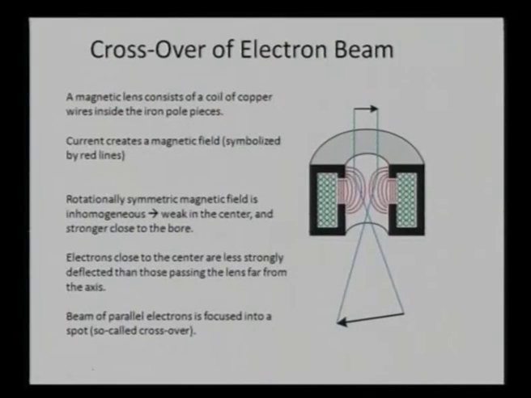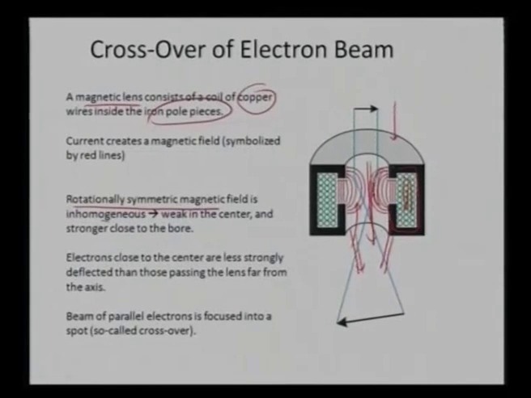And the overall magnetic lens looks like this: I have a magnetic lens which consists of a copper wire with some iron pole pieces. What I am seeing are copper wires, and these are the iron pole pieces, and once I supply some electric current to it, it will start creating a magnetic field. I'll get a magnetic field represented by these red lines. I get a rotationally symmetric magnetic field, but this is again inhomogeneous because I'll get a weak field in the center and a very strong field on the sides near the pole pieces.